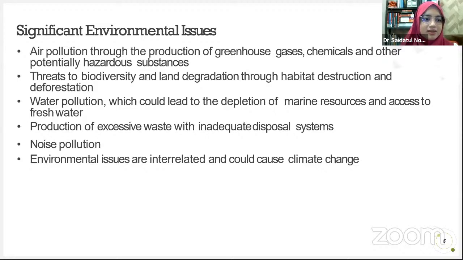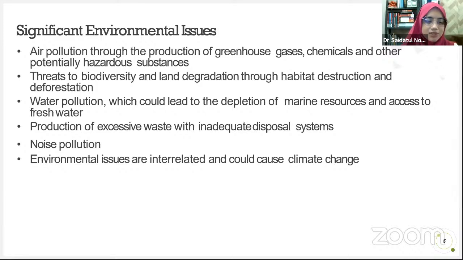It's really real. All right, and then a lot of habitat is also being destroyed in the process of growing palm oil, for example. Water pollution, which could lead to depletion of marine resources and access to fresh water. I've said it before, factories dumping chemical waste in the river. It's actually not a new issue. It's been an issue for a long time, but it comes out a bit more now because we have the information and everyone knows about the companies' misbehavior. So for example, the Sungai Kim-Kim that I mentioned just now, and production of excessive waste with inadequate disposal system, not only in the river, but in the landfill as well.